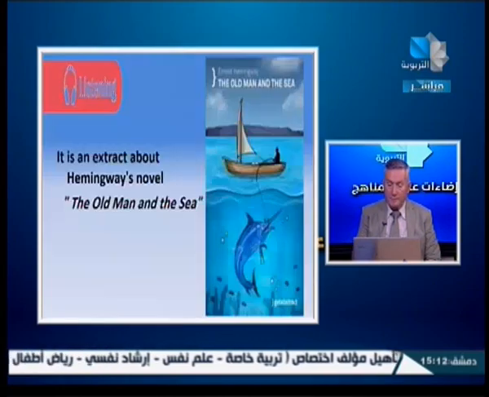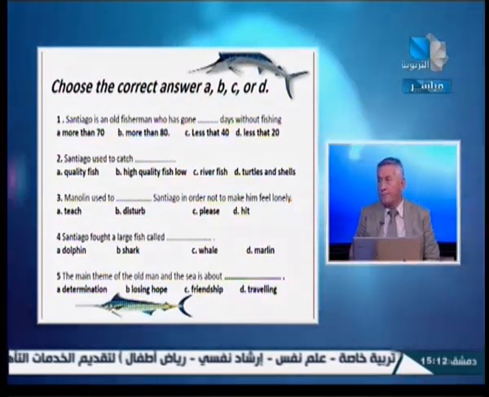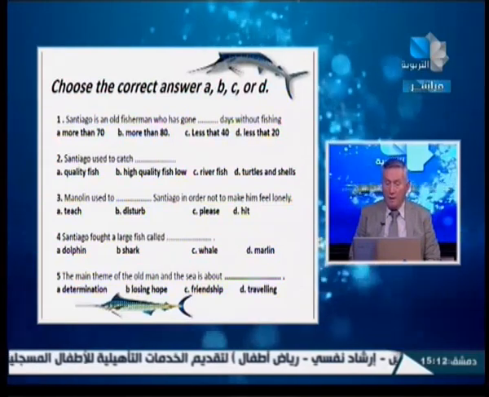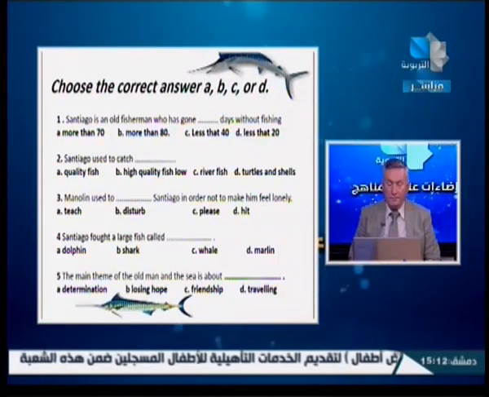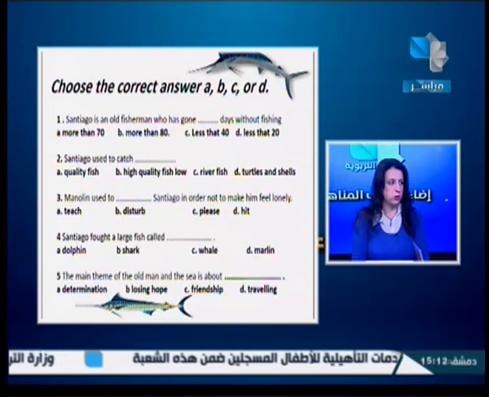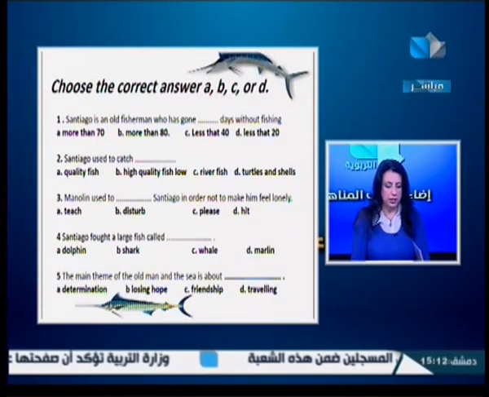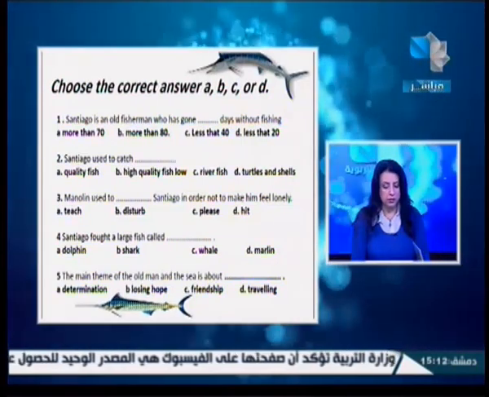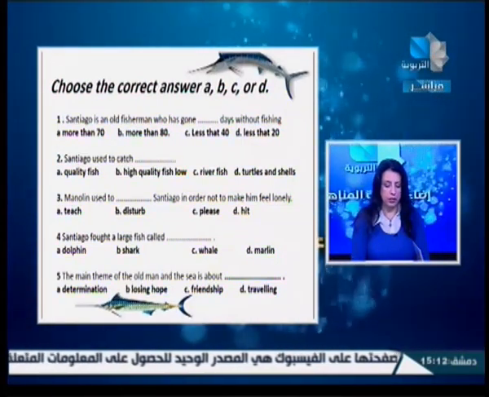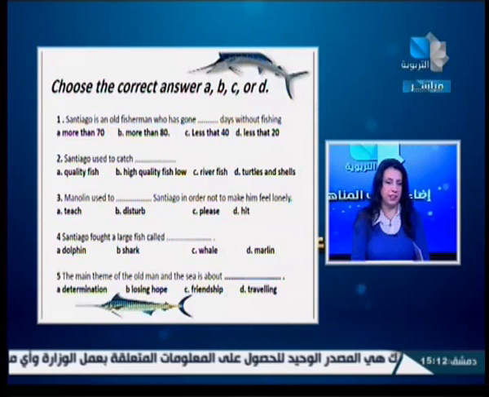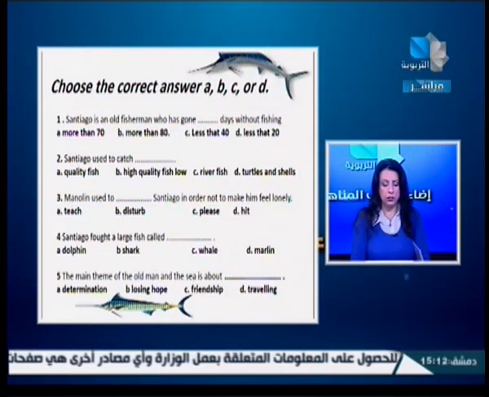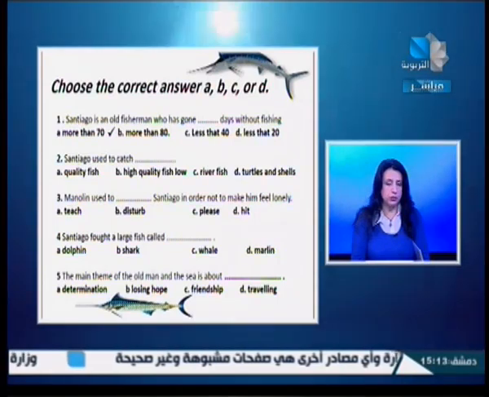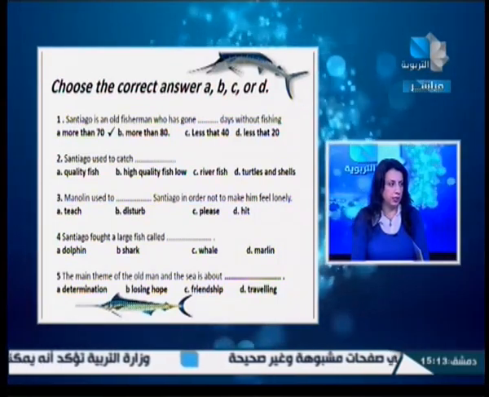Well, we go to the questions. Number one, Miss Rula. Okay, number one, choose the correct answer, of course, we have A, B, C, or D. Number one, Santiago is an old fisherman who has gone days without fishing. Is it more than 70, more than 80, less than 40, or less than 20? And the answer is B, more than 80, because he went about 84 days without fishing.